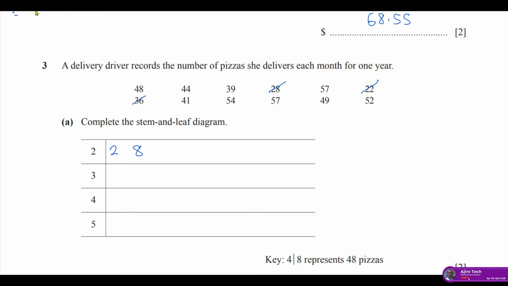I have 36, I have 39, no more 30, then 41, 44, 48, 49. Any other for something? No. I have 52, 54, 57, 57.